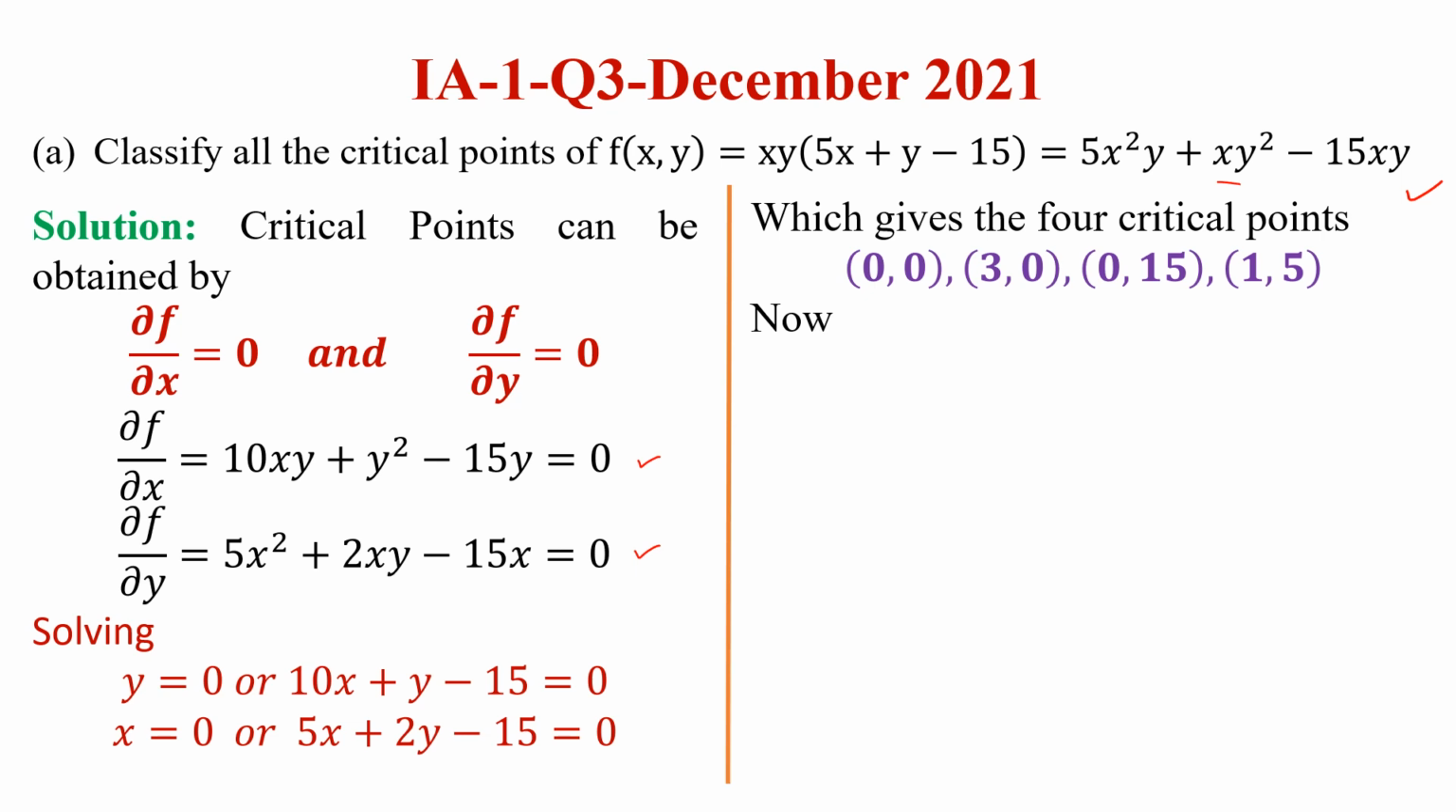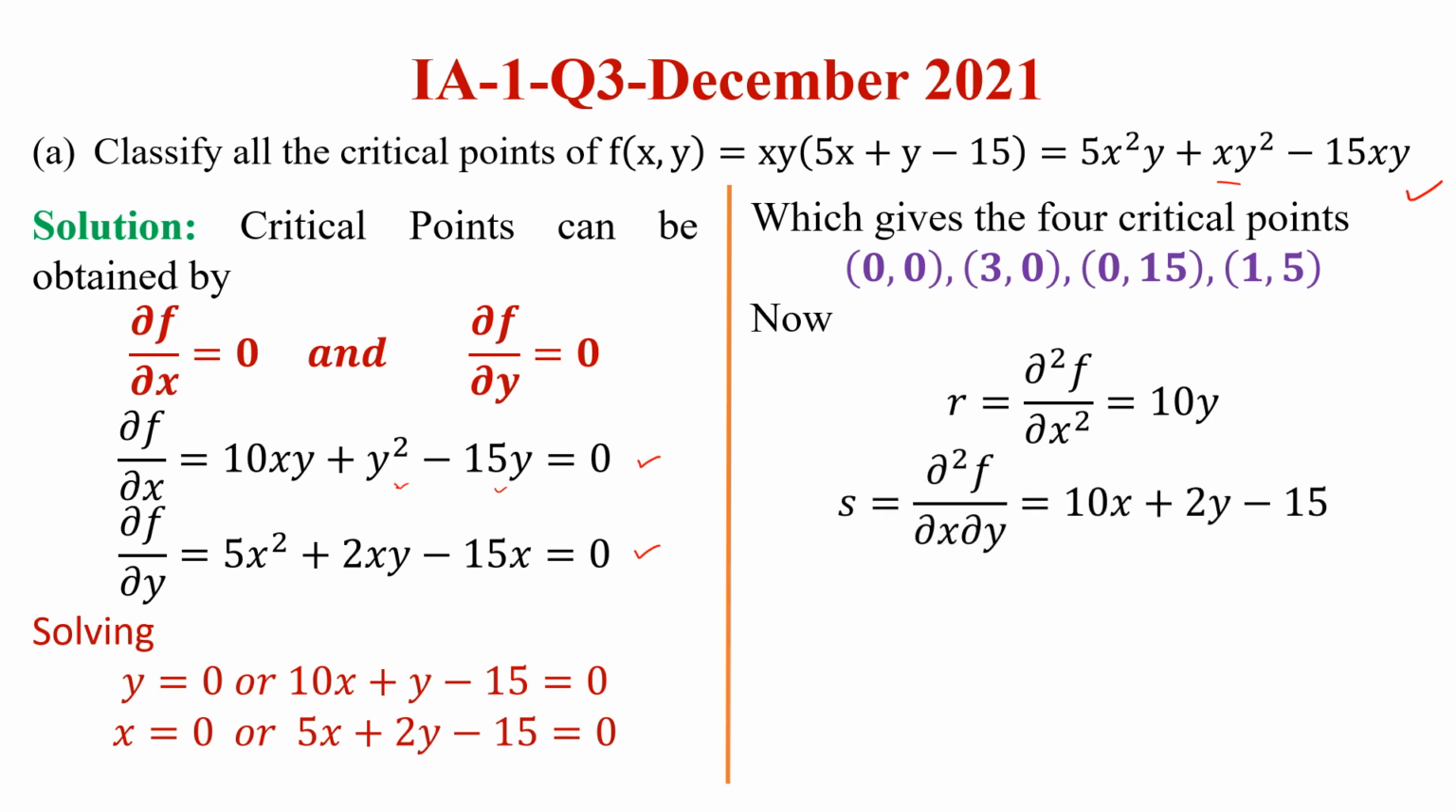Now the second part is we go for the second order partial derivatives. To get the second order partial derivatives, we define symbols. R is del 2f upon del x square. It is 10y, because you are partially differentiating del f upon del x with respect to x, keeping y as a constant. The derivative of the other terms will be 0 with respect to x, and here you get 10y.